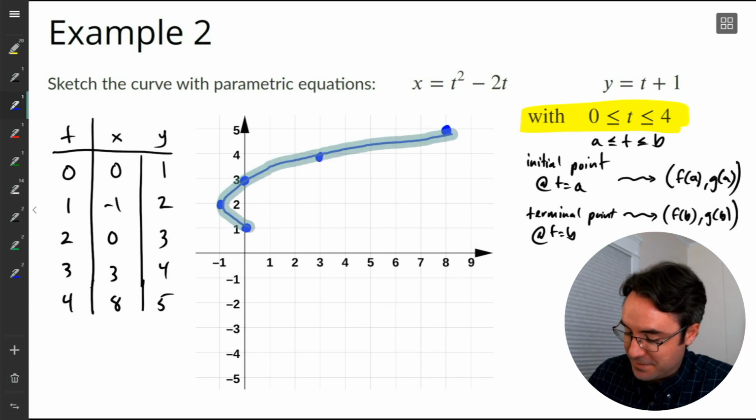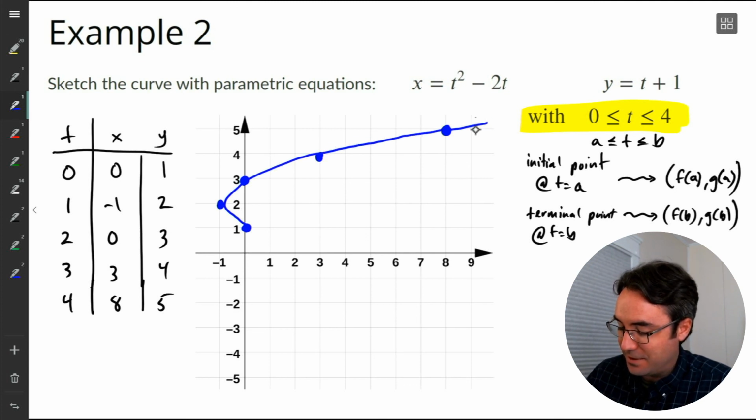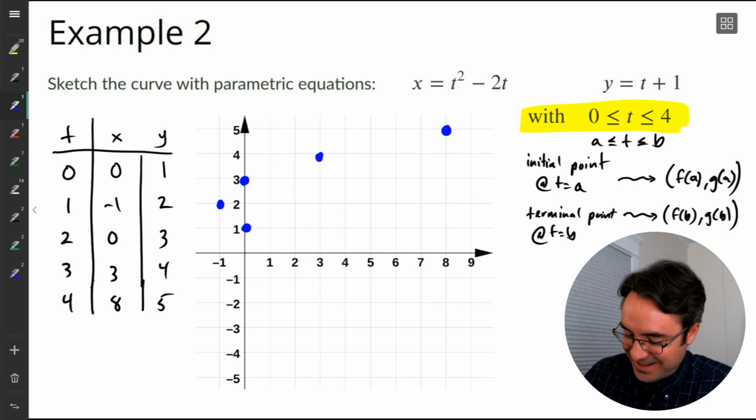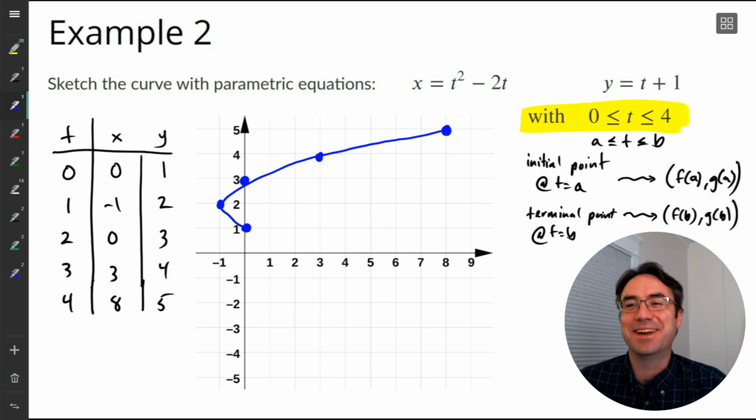Ooh, missed it. Better. And went too far. Try it again. There we go. My hand's covering it up as I'm trying to draw it. There we go. So we get something like that.